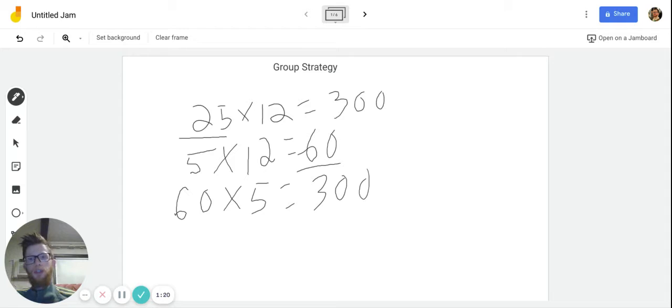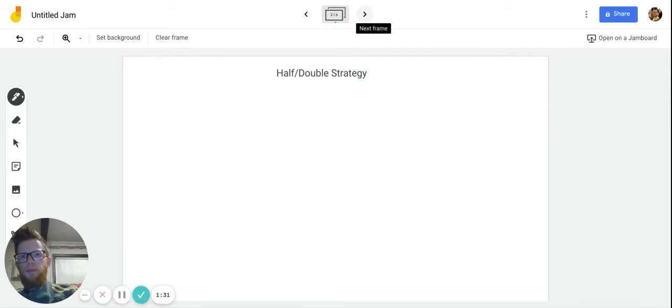Okay, so that's just one strategy that you can use, right, when you're doing 2-digit by 2-digit multiplication. Okay, there's other strategies that you can use. So let's take a look at another one. The half double strategy. So using the same numbers, 25 times 12, I could break one number apart and break it in half, and then I can double the other number.